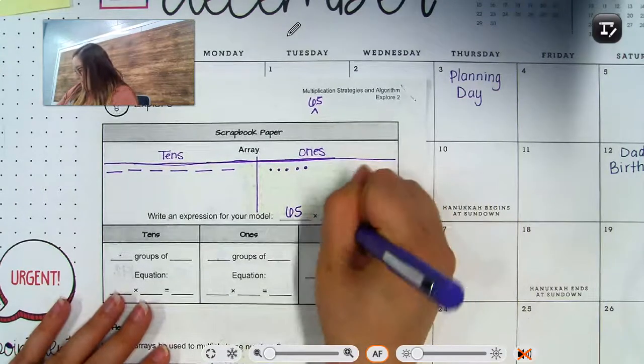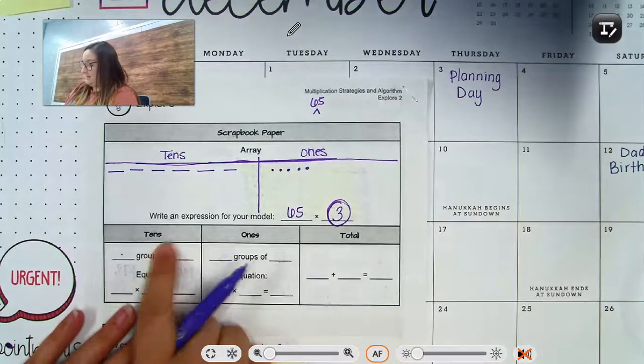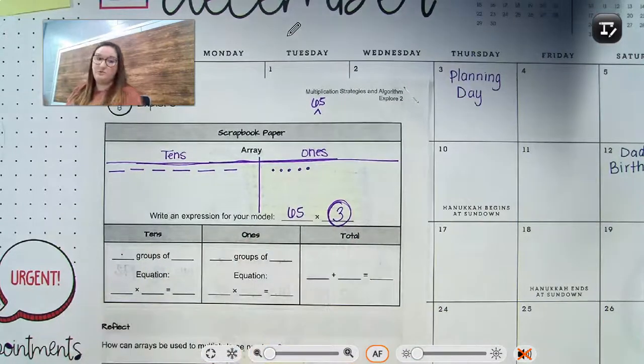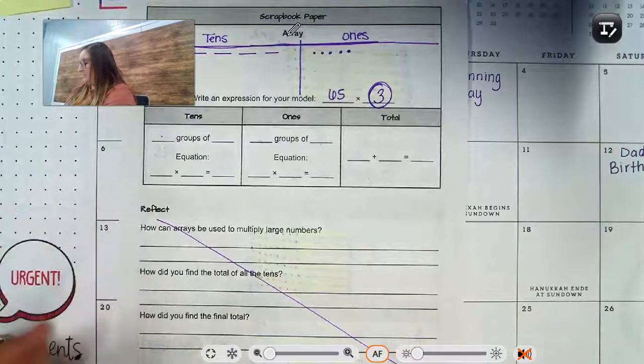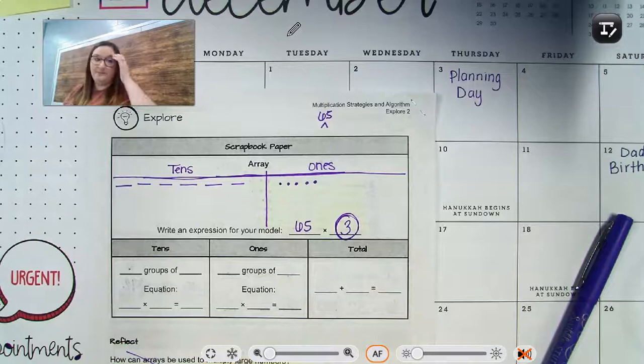How many groups do we need? And then you're going to tell me how many 10s, 1s, and then our total. Okay, so I want you to try that. Don't worry about the bottom part right now. Okay, I want you to focus on the top. All right, guys.